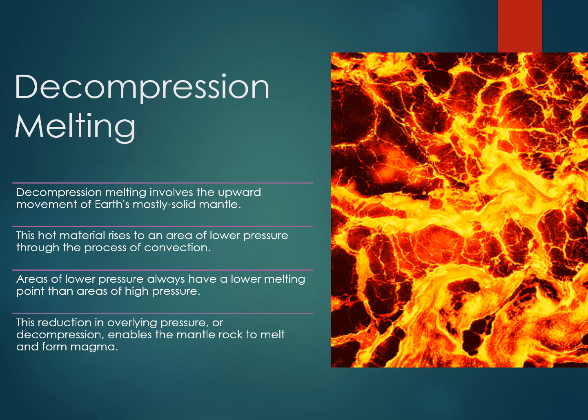First is decompression melting. Decompression melting involves the upward movement of Earth's mostly solid mantle. This hot material rises to an area of lower pressure through the process of convection. Areas of lower pressure always have a lower melting point than areas of high pressure. This reduction in overlying pressure, or decompression, enables the mantle rock to melt and form magma.